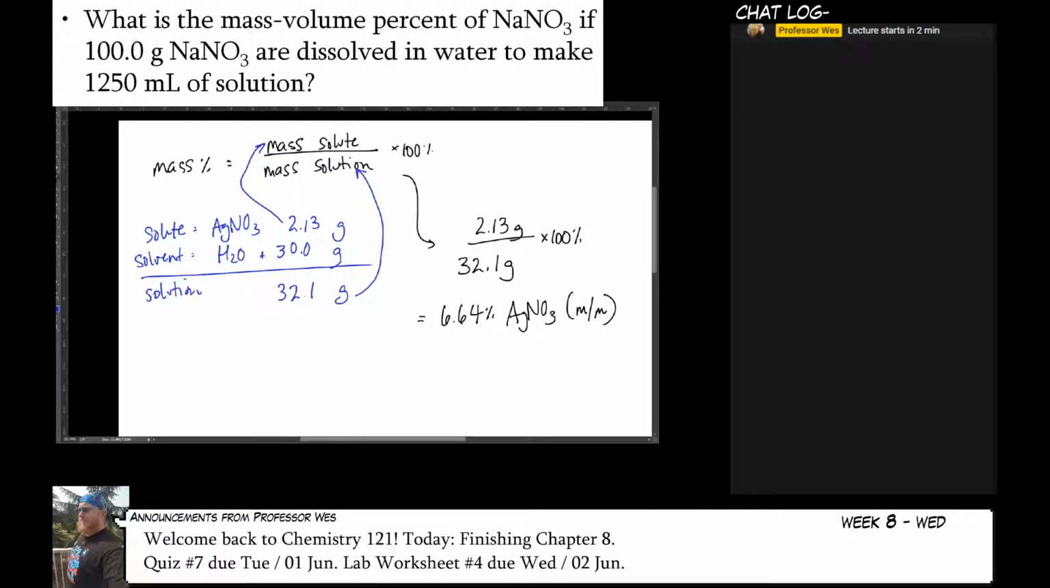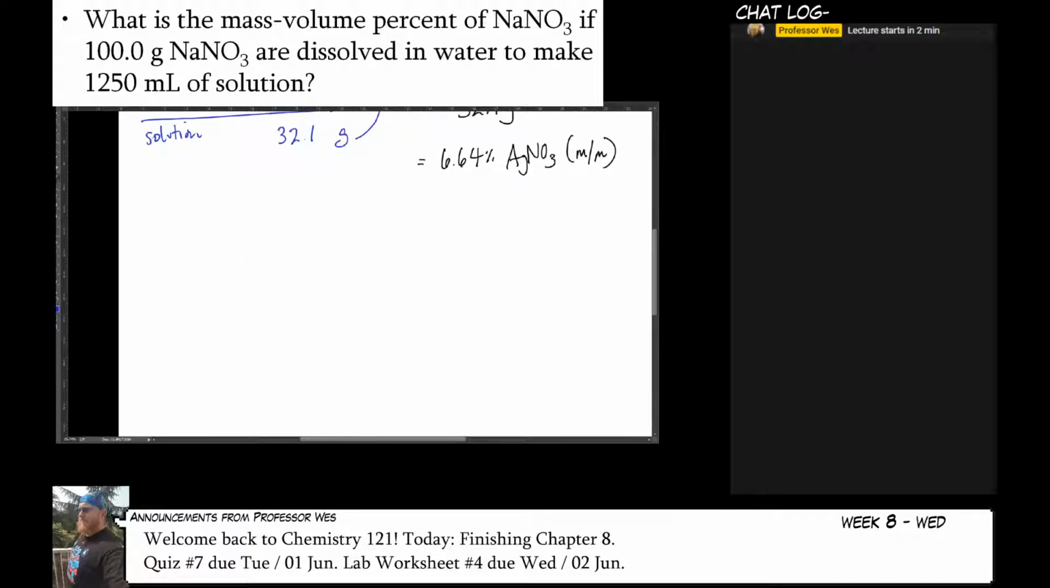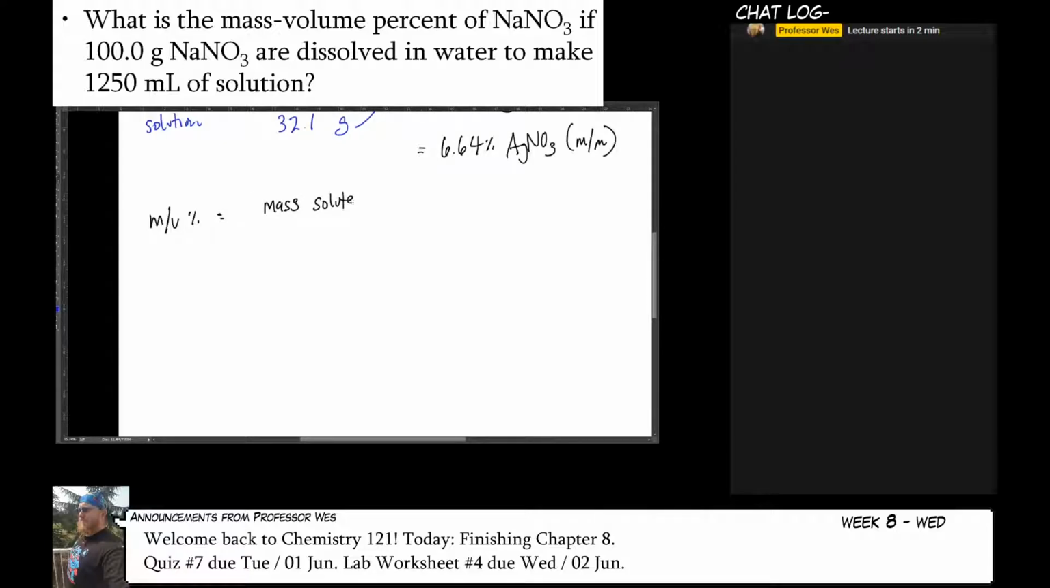For the second one here, what is the mass volume percent if 100 grams of sodium nitrate are dissolved in water to make 1,250 milliliters of solution? So the mass volume percentage formula is mass of solute, specifically in grams, divided by the volume of the solution, specifically in milliliters, times 100%.